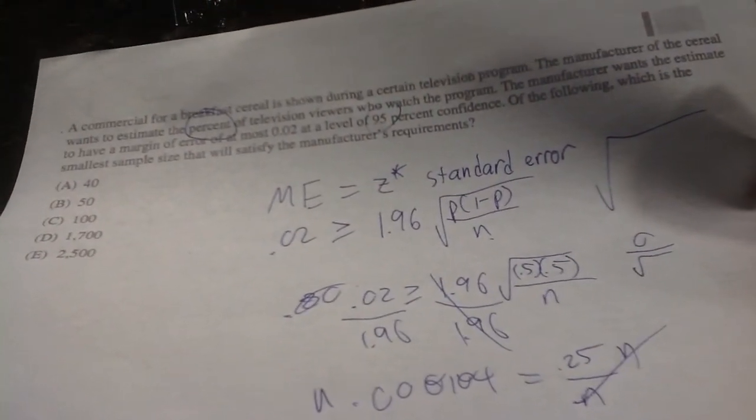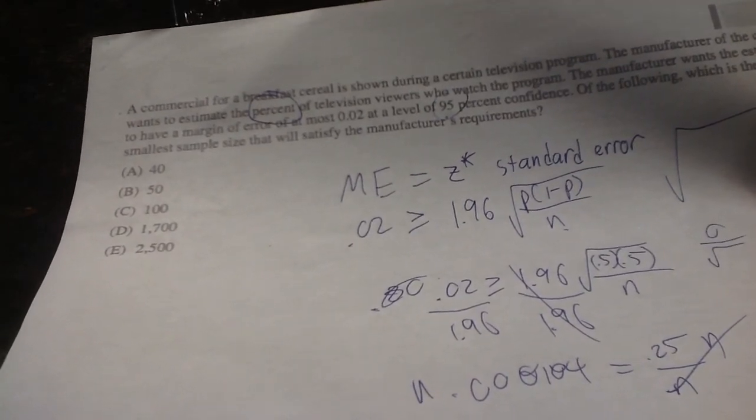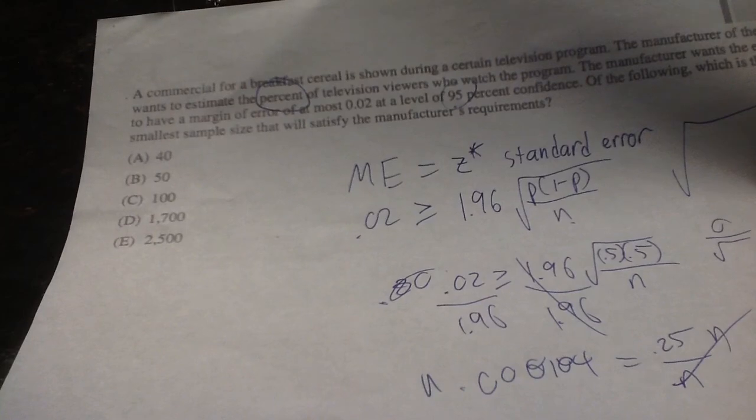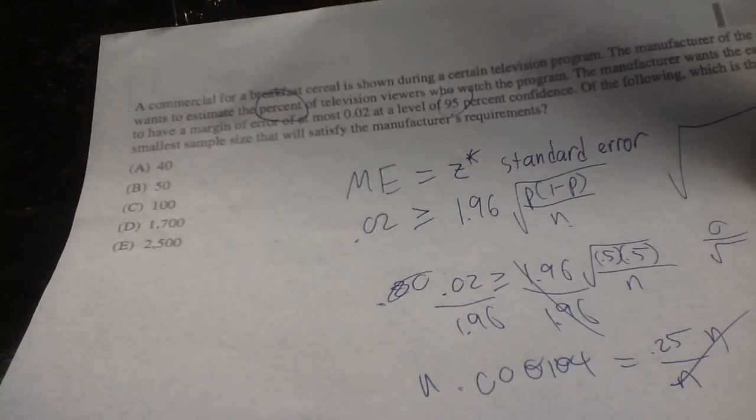Of the following, which is the smallest sample size that will satisfy? Well, 1,700 is not going to do it. My sample size has to be at least 2403. We've got to pick E.